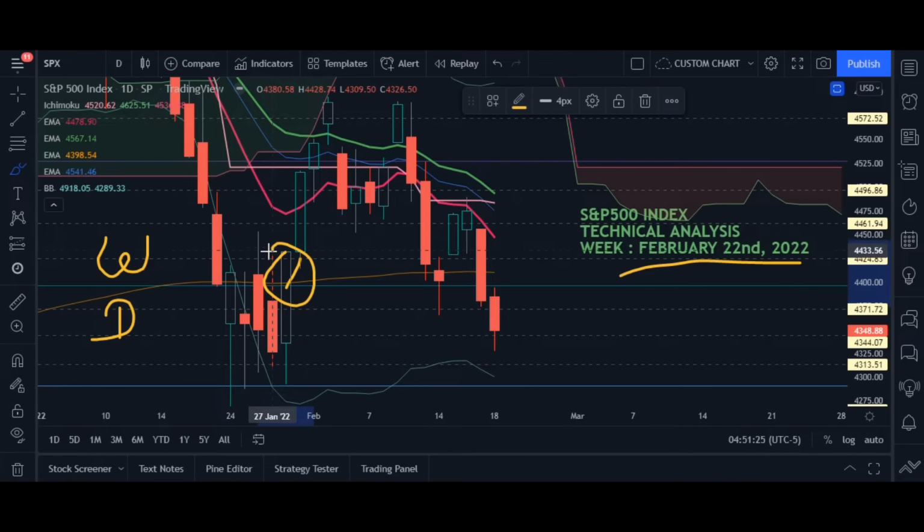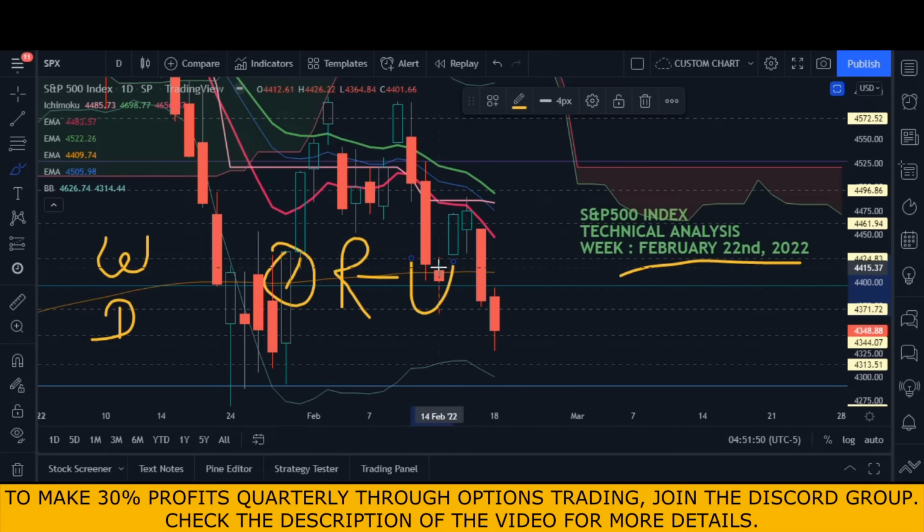Number one, markets as of now are extremely volatile, extremely risky to trade, primarily because of the scenario in Europe, the Russia and Ukraine problem. So the markets are extremely volatile, extremely risky, and I will not advise anyone to trade as of now unless there is a trade with more than 99% certainty.